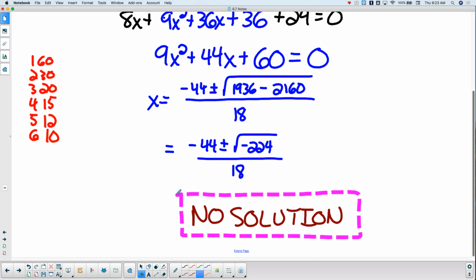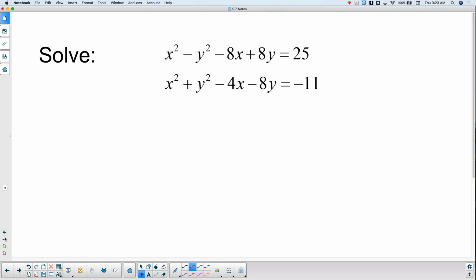And that's a possibility, right? Because in this case, it would have been a left opening parabola, and then I have a line that doesn't intersect it. There we go. Okay. All right. No solution is on the table.